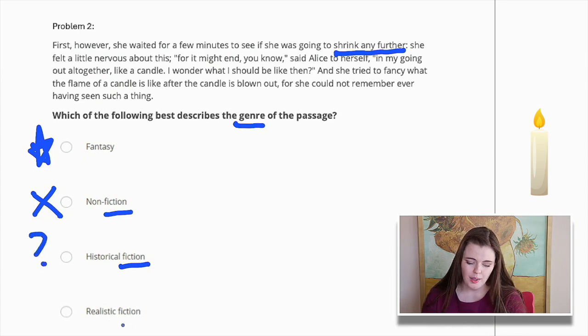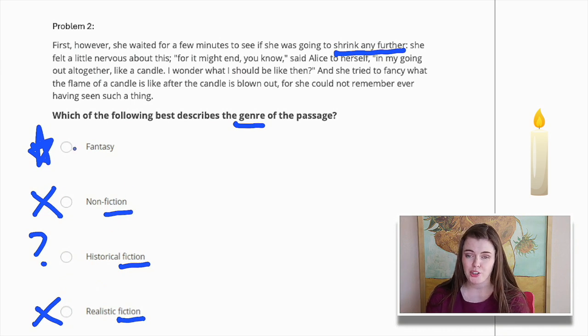Realistic fiction. Once again, something that is made up, but it's something that is potentially possible to happen. With Alice shrinking, I'm going to say it's probably not realistic fiction. I don't think that's something that can happen in real life. So we're going to look at our 2 answer choices.